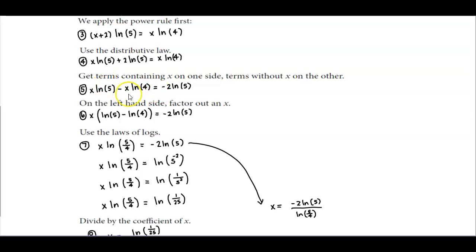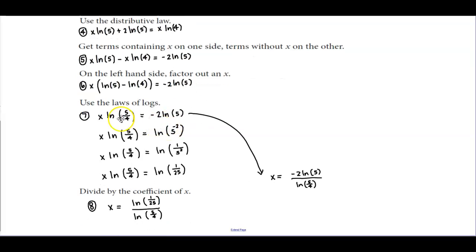And the reason why we do that is because on the left side, we can factor out an x, so we only have one of them. So since they both have an x in common, in step 6, we have x times the natural log of 5 minus the natural log of 4, which is equal to negative 2 times the natural log of 5. And then at this point, then we can use all the laws of logarithms. So here, since it's subtraction, we can now rewrite this as division. So it's x times the natural log of 5 over 4, which is equal to negative 2 times the natural log of 5.